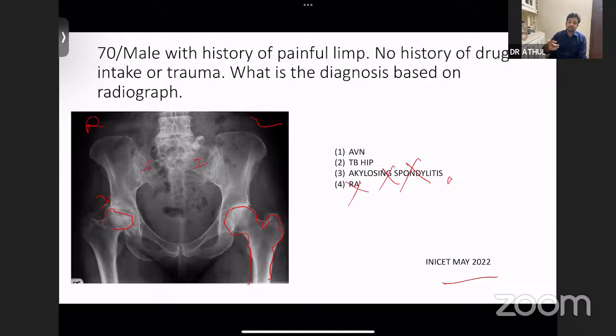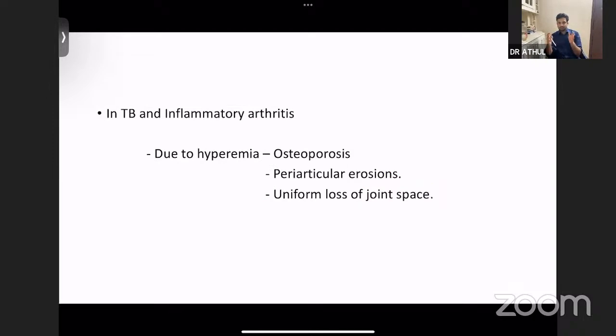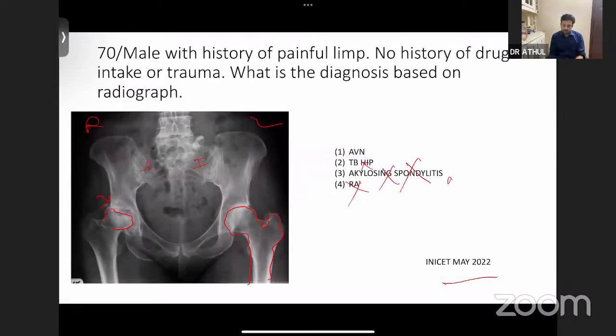Rheumatoid arthritis is very rare in large joints. Usually it will be affecting small joints. It can affect large joints, but it is much more common in smaller joints, like in the hands or feet or wrists, etc. And TB and rheumatoid arthritis usually have a similar picture because there will be inflammation. Because of this inflammation and hyperemia, there will be periarticular osteoporosis, periarticular erosions, uniform loss of joint space, etc. So both these features will be common for TB as well as inflammatory arthritis. Nothing like that is seen in this. And here what you are seeing is collapse as well as arthritic changes.